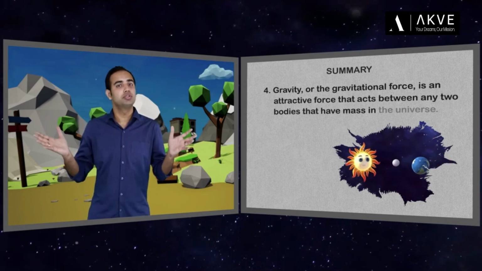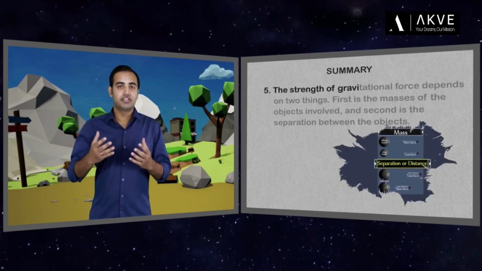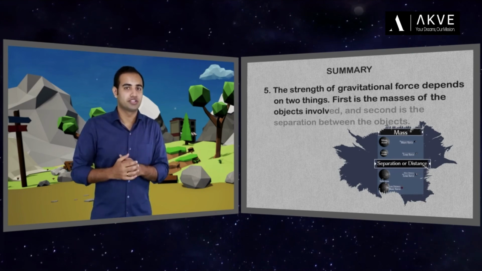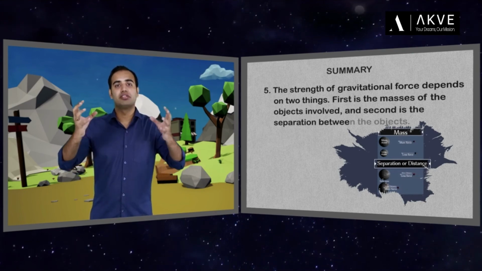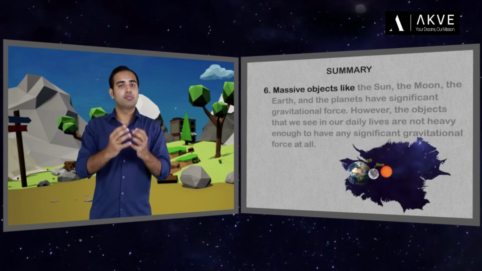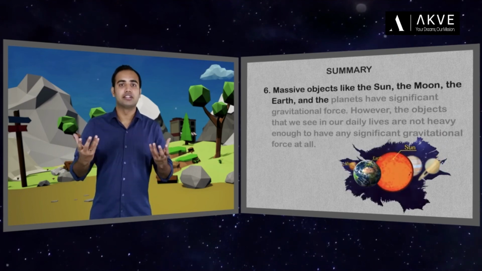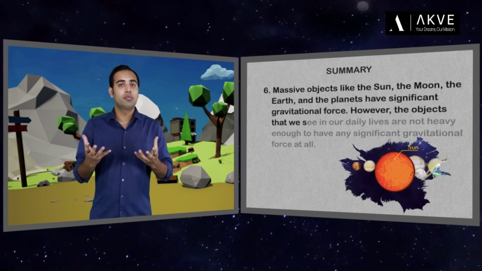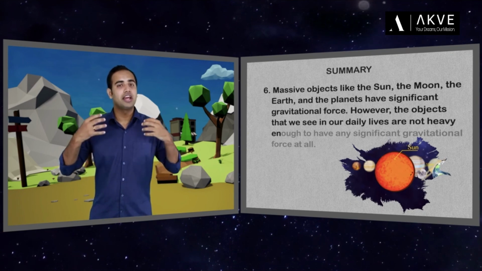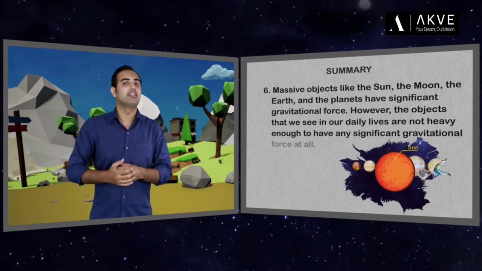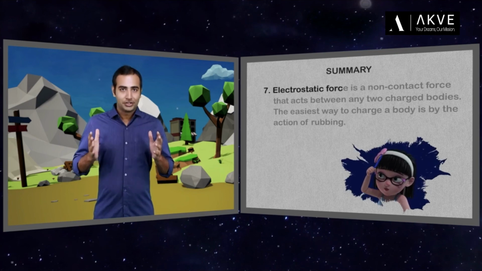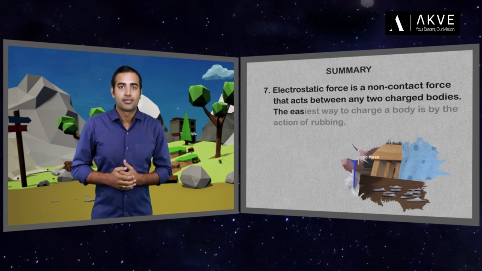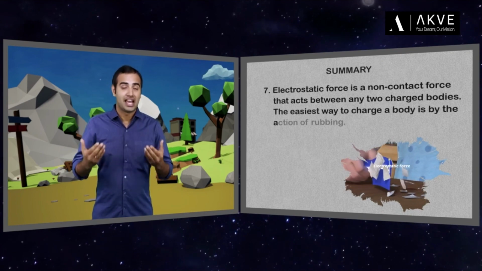Gravity, or the gravitational force, is an attractive force that acts between any two bodies that have mass in the universe. The strength of gravitational force depends on two things. First is the masses of the objects involved, and the second is the separation between the objects. Now, massive objects like the sun, the moon, the earth, and the planets have significant gravitational force. However, the objects that we see in our daily lives are not heavy enough to have any significant gravitational force at all. Electrostatic force is a non-contact force that acts between any two charged bodies. The easiest way to charge a body is by the action of rubbing.